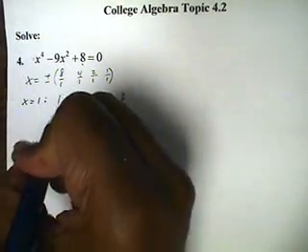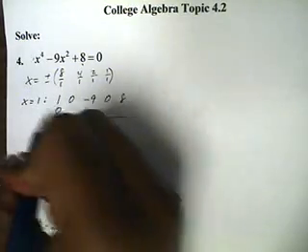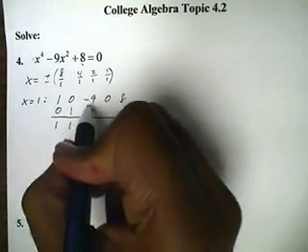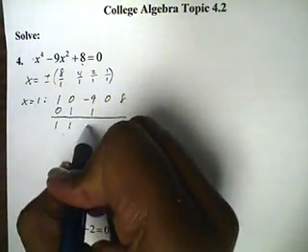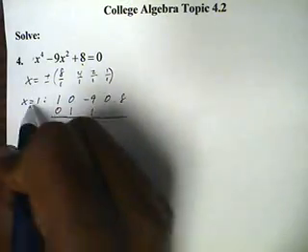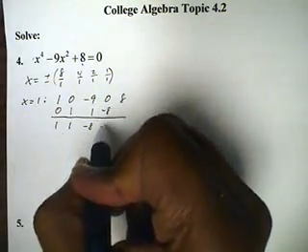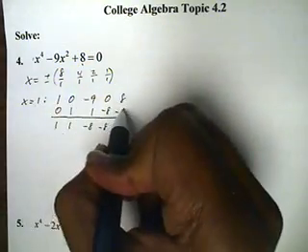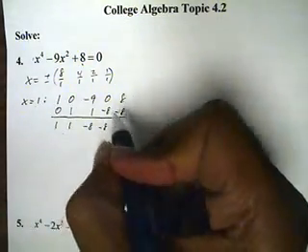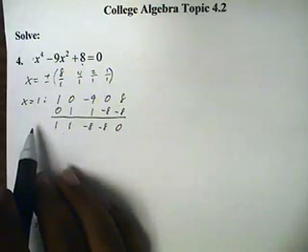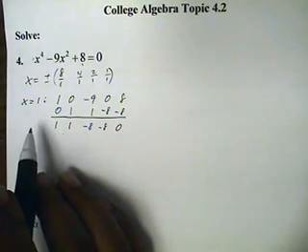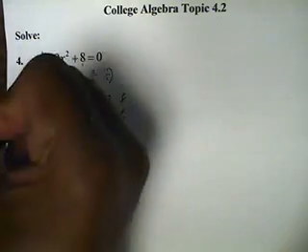Okay, so we start off with 0. 1 and 0 is 1. 1 times 1 is 1. 0 and 1 is 1. 1 times 1 is 1. Negative 9 and 1 is negative 8. Negative 8 times 1 is negative 8. 0 and negative 8 is negative 8. Negative 8 times 1 is negative 8. And what we have is 0. So 1 would be a solution of this problem. Again, if we put 1 into the function, it would solve this.